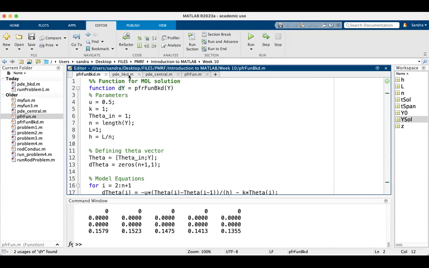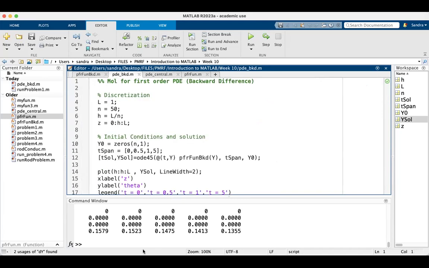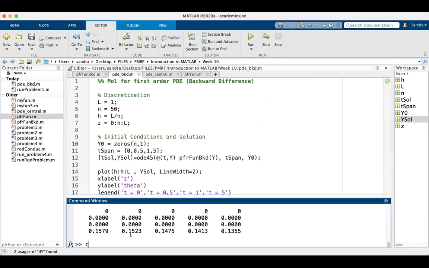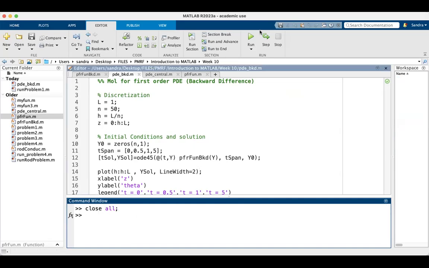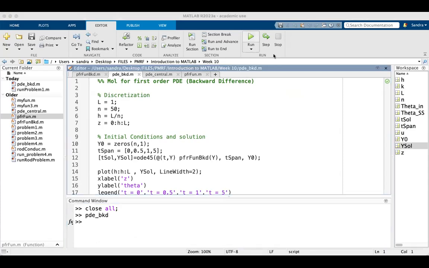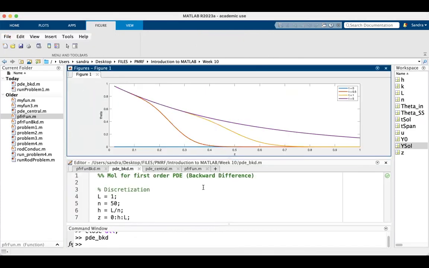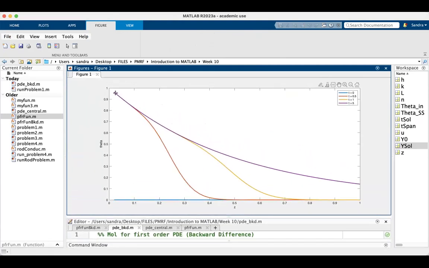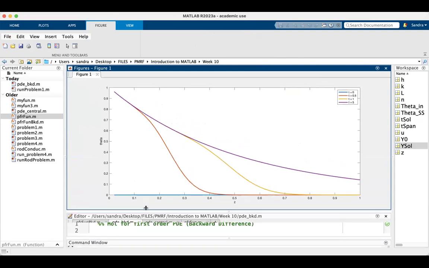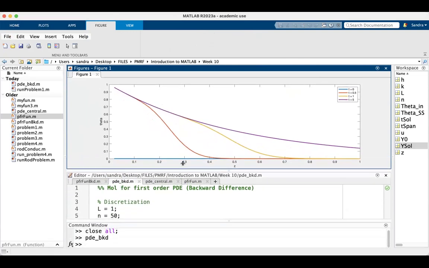So now let us go back. Let me clear everything. I'll run this. You will get this kind of behavior. Now you can see how smoothly the behavior is. Here you can see the function is dropping smoothly with all positions, with all time and positions. So that is why we say backward differencing is much more preferred, not the central differencing one, in this case.